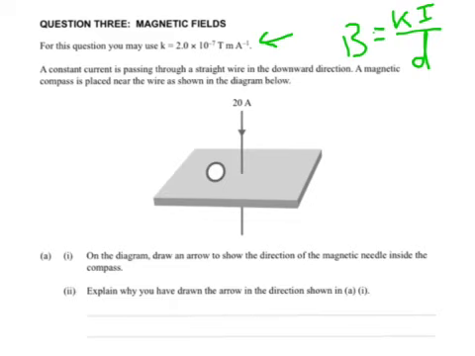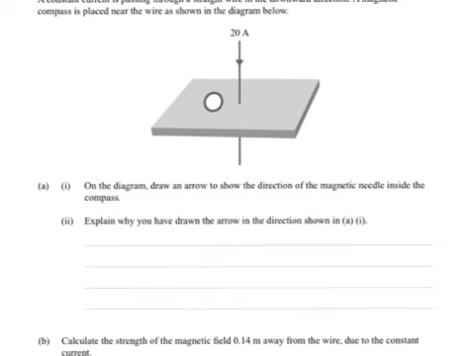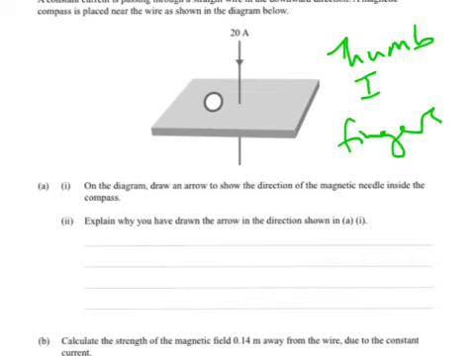Part 1. On the diagram, draw an arrow to show the direction of the magnetic needle inside the compass. This uses the right hand rule, which is getting into part 2. We're explaining the right hand rule. Explain why you have drawn the arrow in the direction above. So remember, your thumb for the right hand rule gives the direction of the conventional current, and your fingers give the magnetic field, B. B is the symbol for magnetic field.